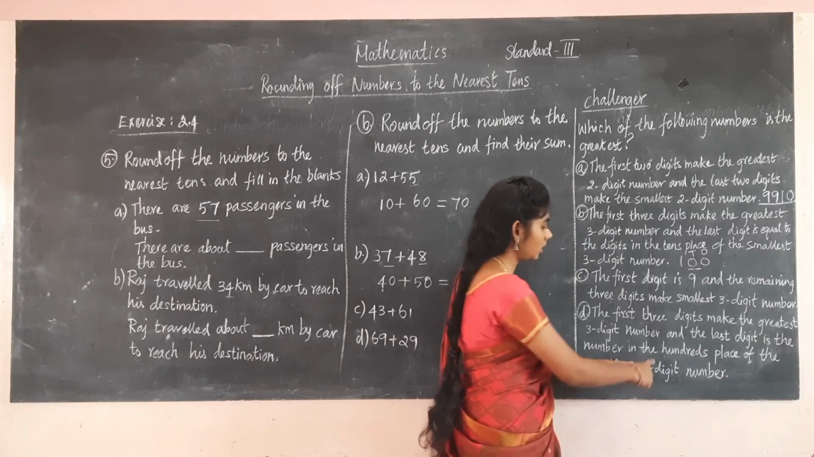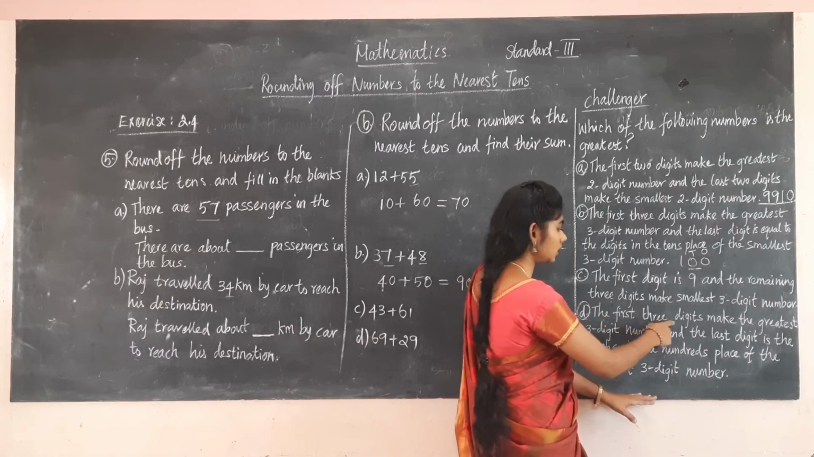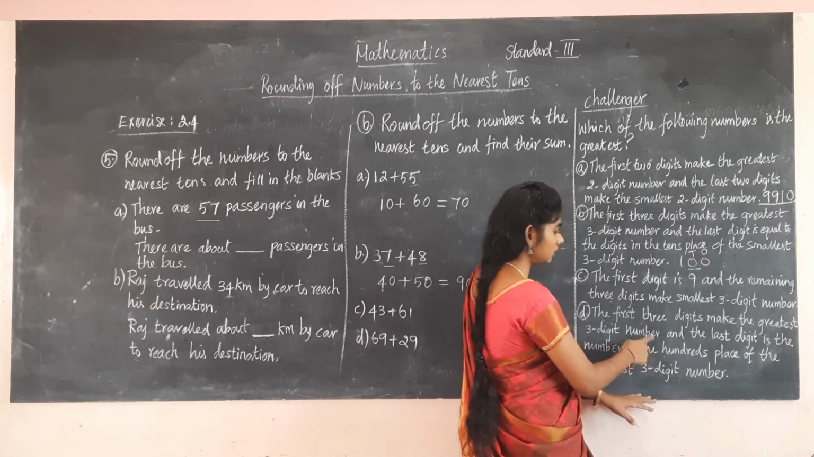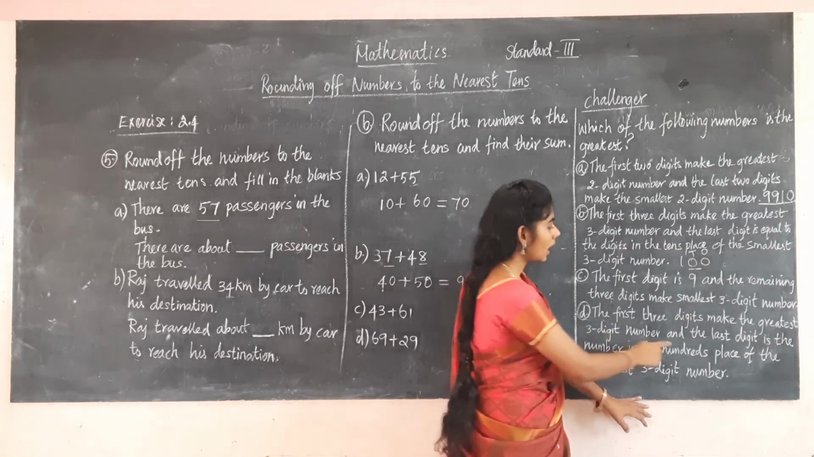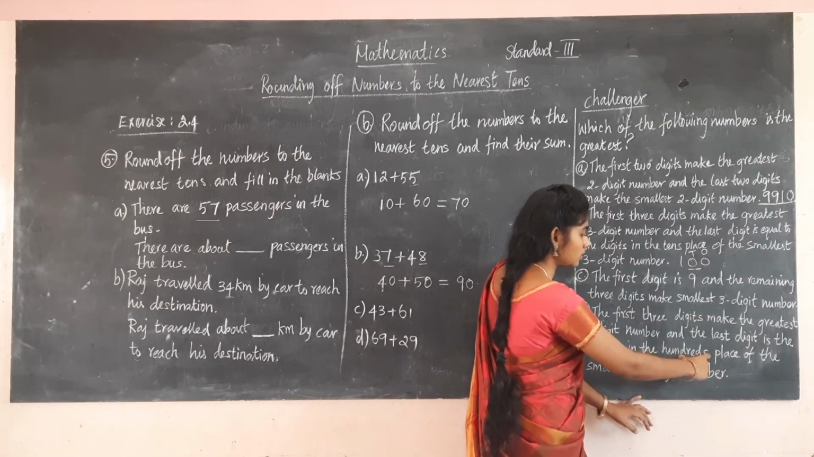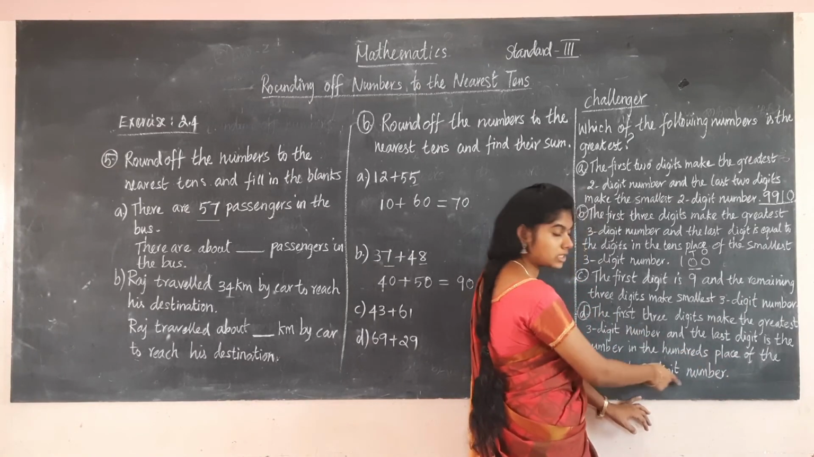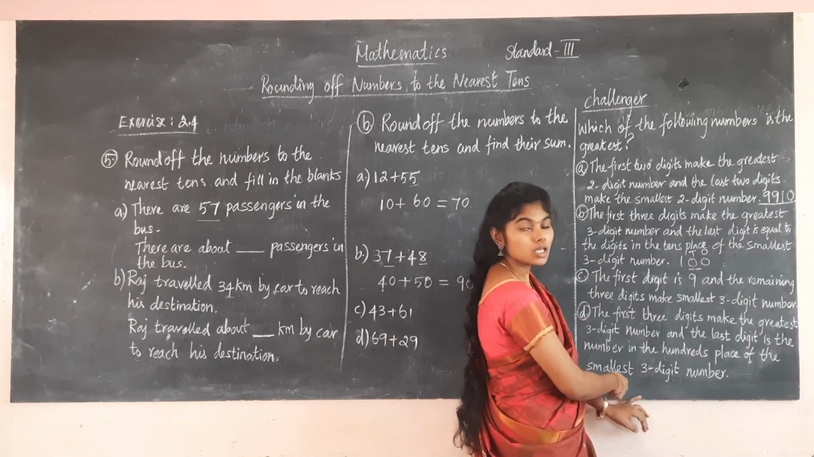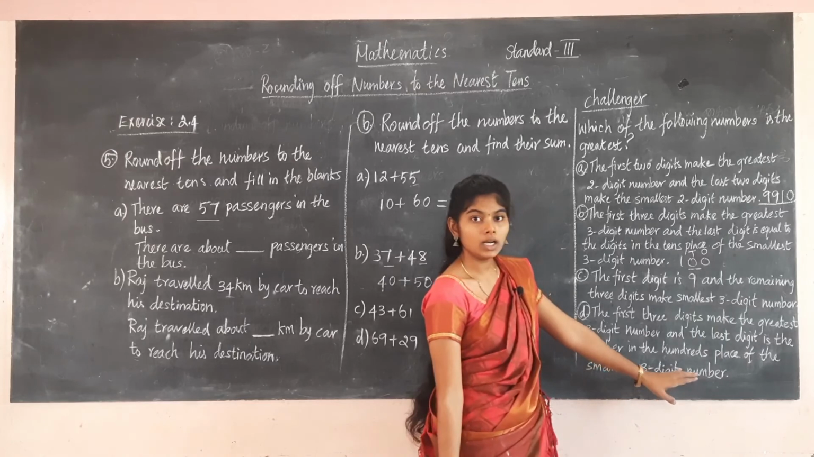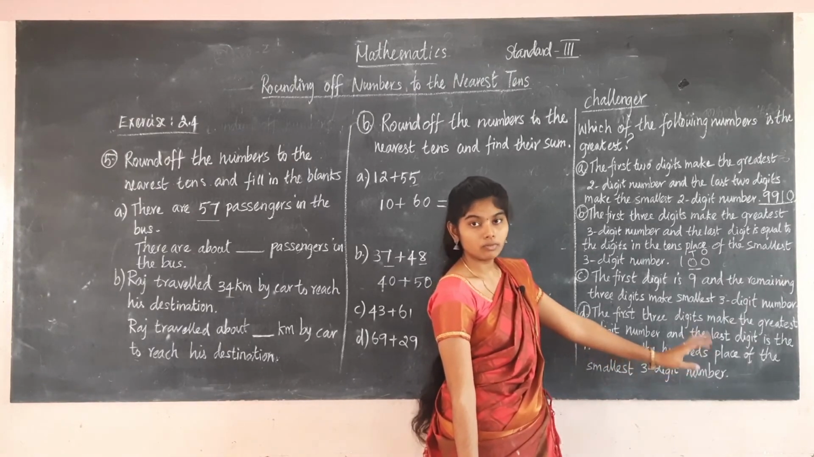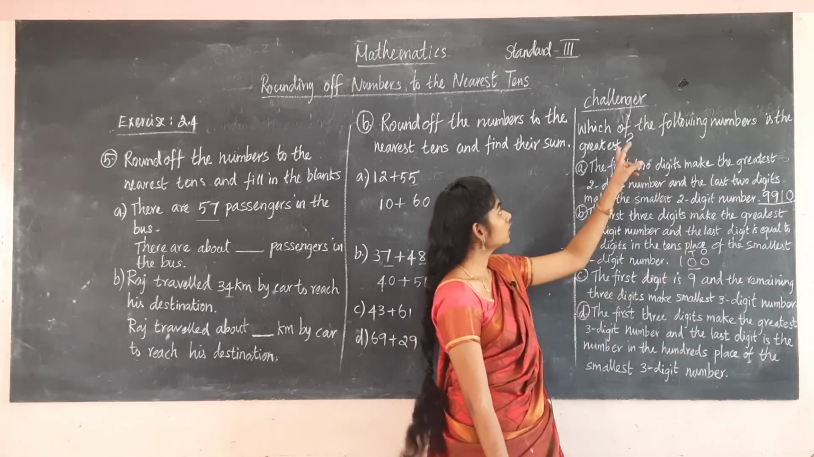Then the last one: the first 3 digits make the greatest 3-digit number and the last digit is the number in the hundreds place of the smallest 3-digit number. The first 3 digits are the greatest 3-digit number, which is 999, and the last digit is the number in the hundreds place of the smallest 3-digit number. What is the smallest 3-digit number? It is 100. So in the hundreds place what will be there? 1. So the answer is 9991. After writing all the numbers, you have to check which one is the greatest.